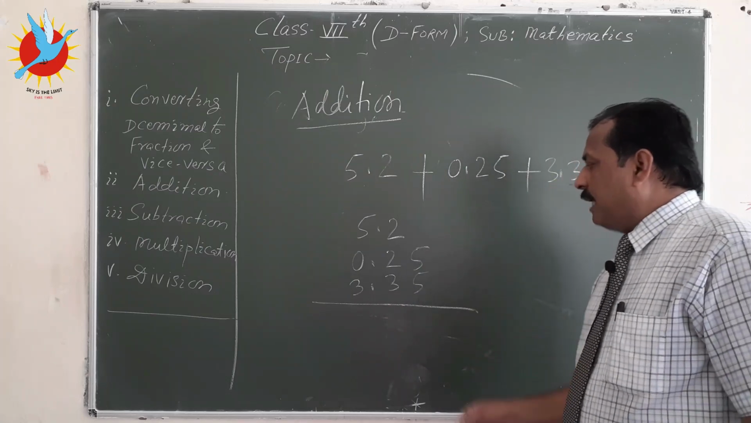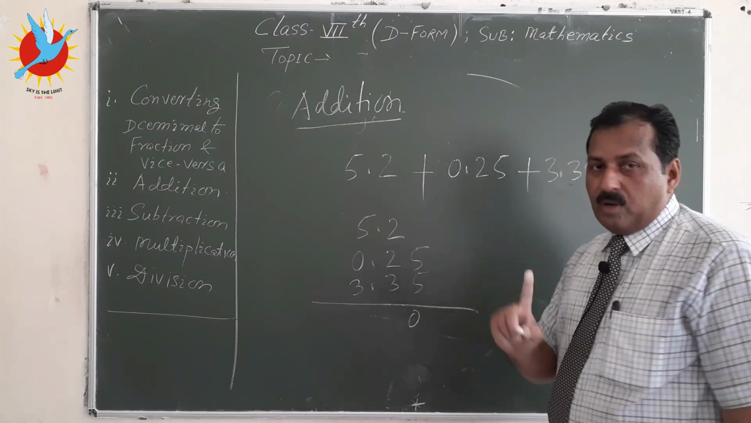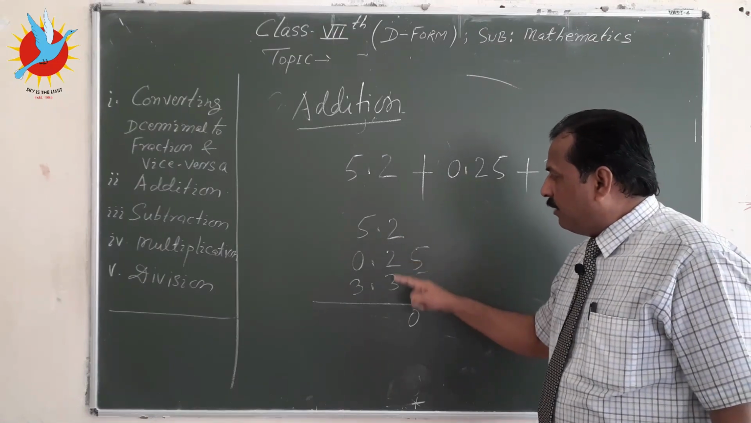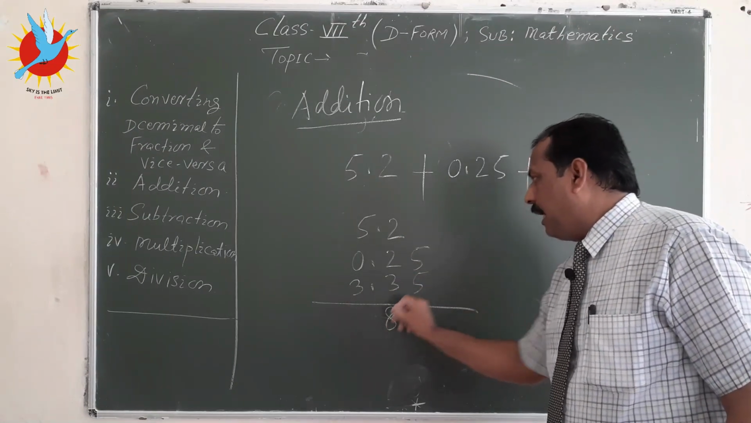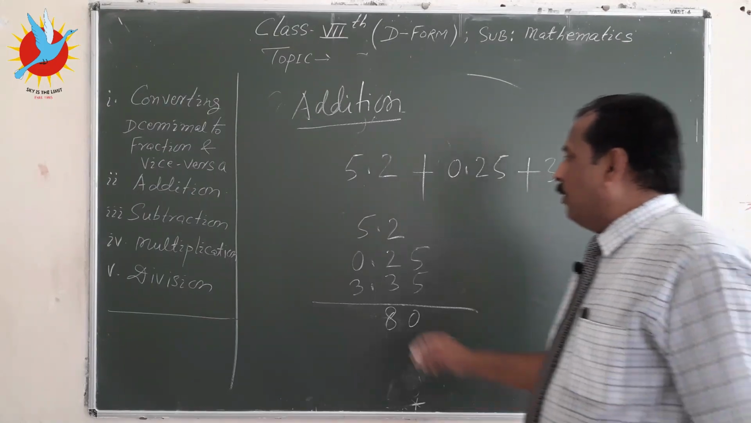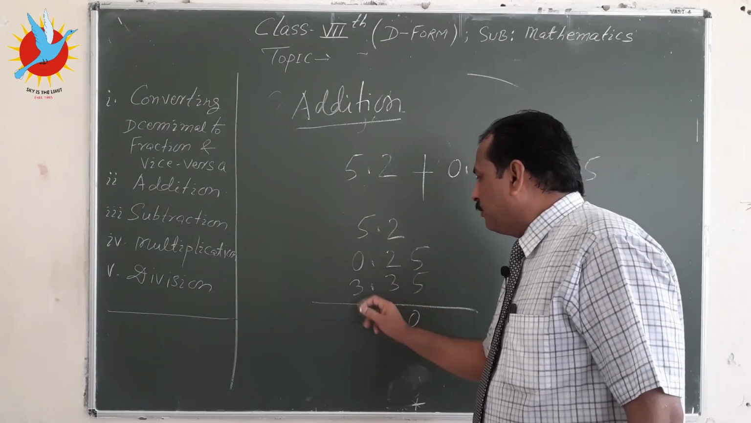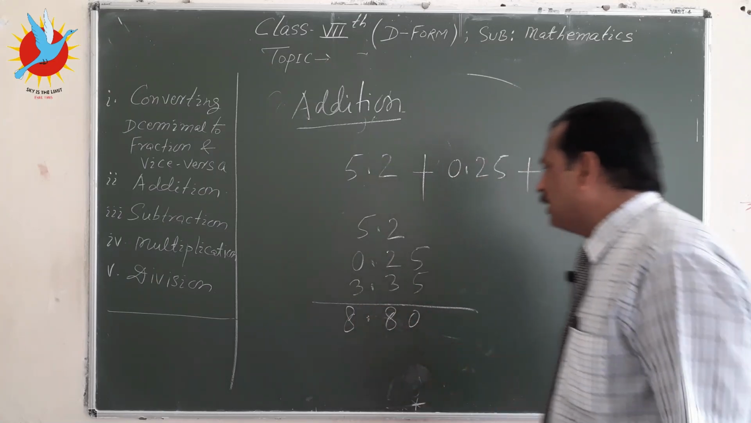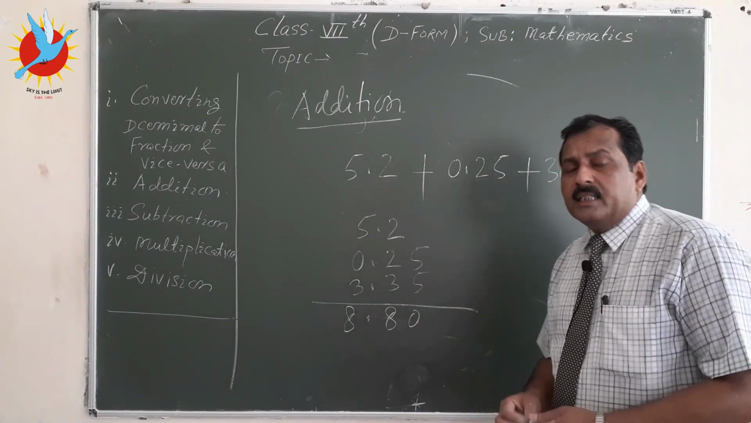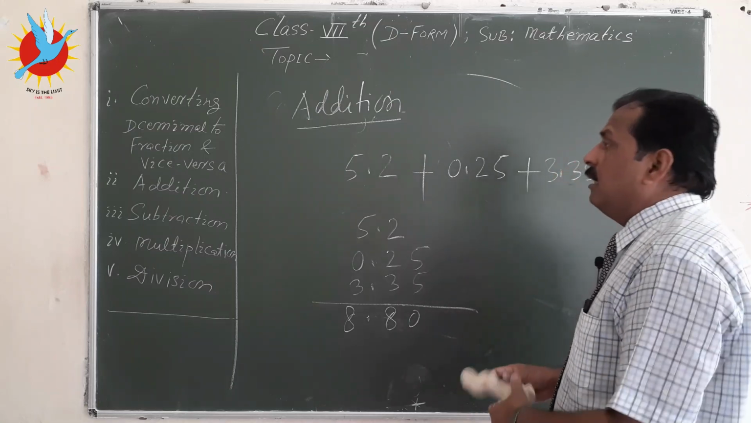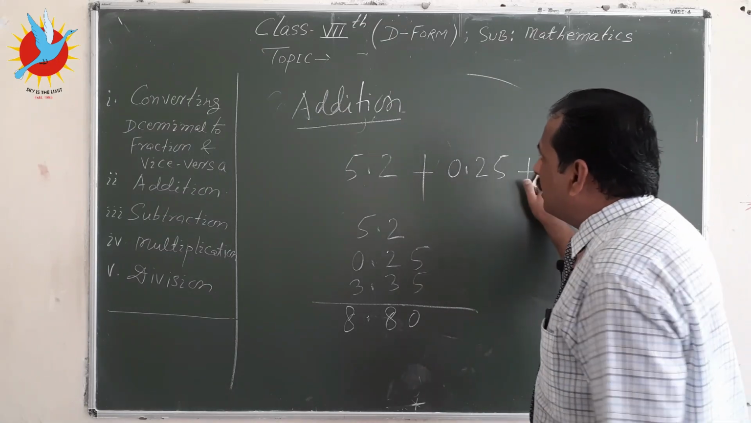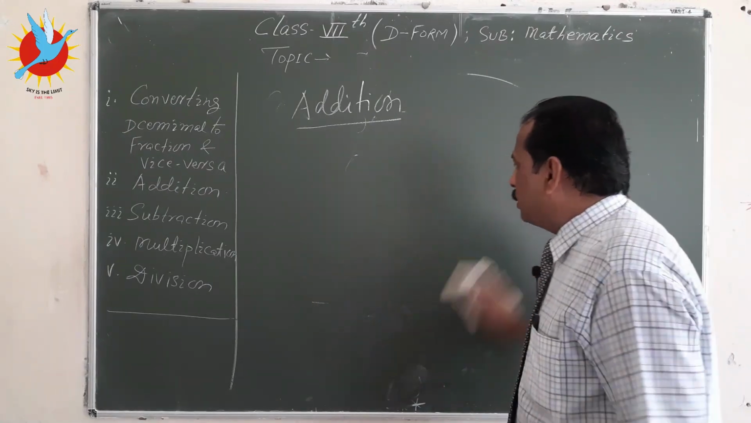5, 5, 10, that is 0, carry is 1. So, 1 and 2, 3, 3, 2, 5, 5, 3, 8, and so 5, 0, 5 and 3, 8, and put decimal below the decimal. So, this is so simple, nothing different from ordinary addition, and same is the case with subtraction.